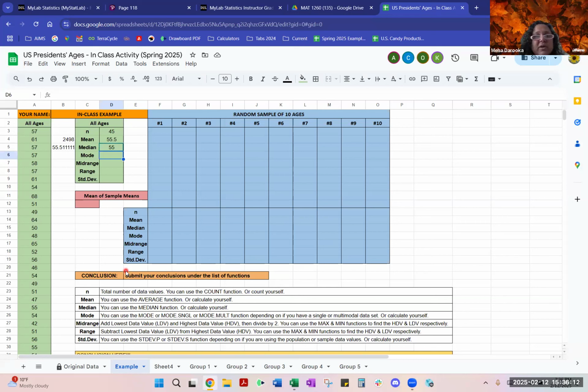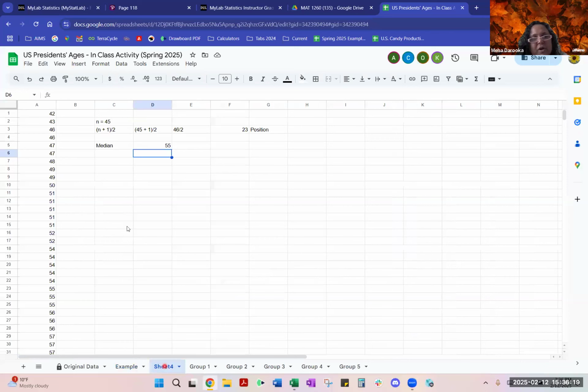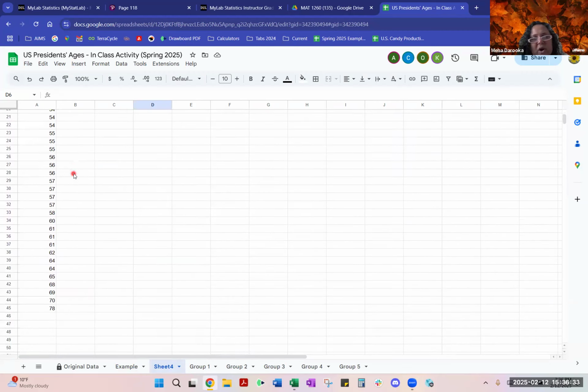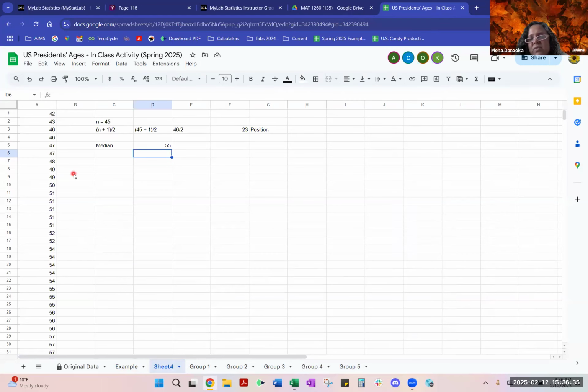Okay, now mode. Remember, mode is which number occurs the most often. So I'm actually going to go to that sheet 4 for a minute. Now, remember, you can do a frequency distribution table here, right? We can see how many times age 42 repeats, how many times age 43 repeats, 46, 47, 48. But it's going to take us a long time to convert this into a frequency distribution table.